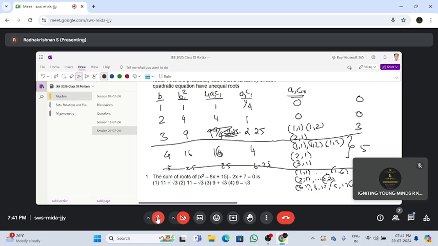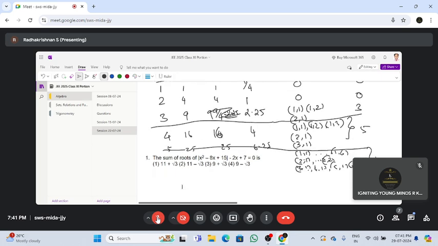So last week we did a similar problem. So please try to do it. We'll go to the next problem. Sum of roots of this given equation.